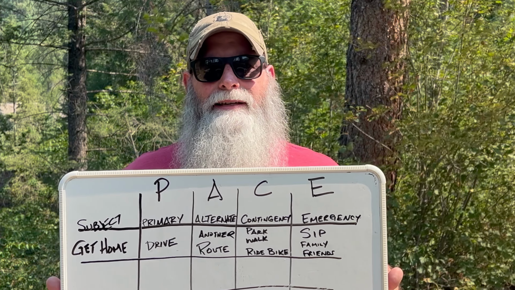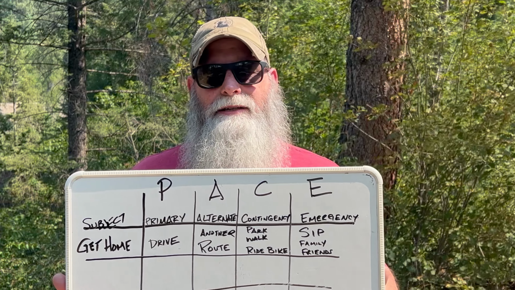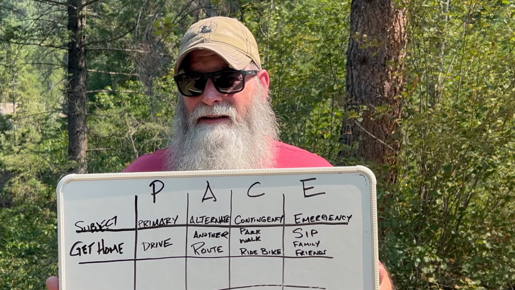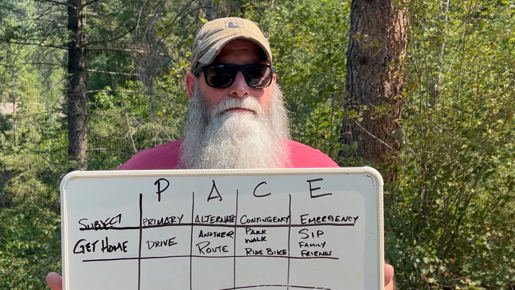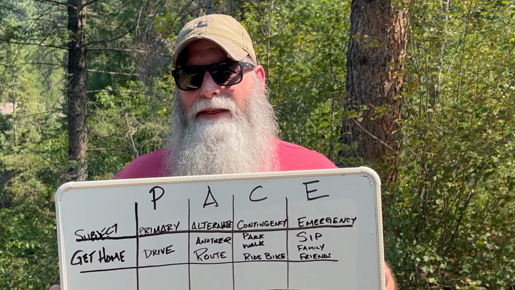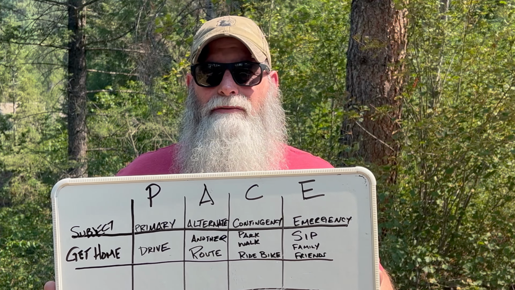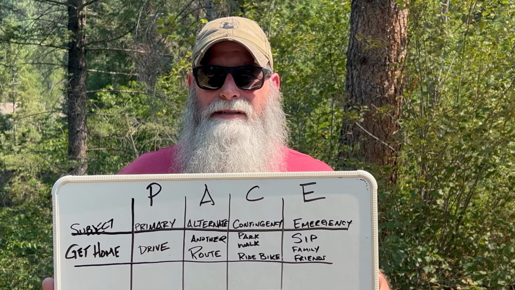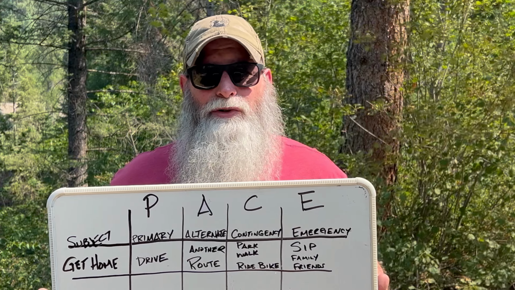And if driving is not an option, we'll look at the contingency. Sometimes it's actually park, walk, or ride a bicycle. Call somebody else, use public transportation, maybe an entirely different method altogether. If those don't work, then you go to the emergency situation. You have to shelter in place. Maybe you want to stay at work, stay with family, stay in a hotel, don't drive at all.